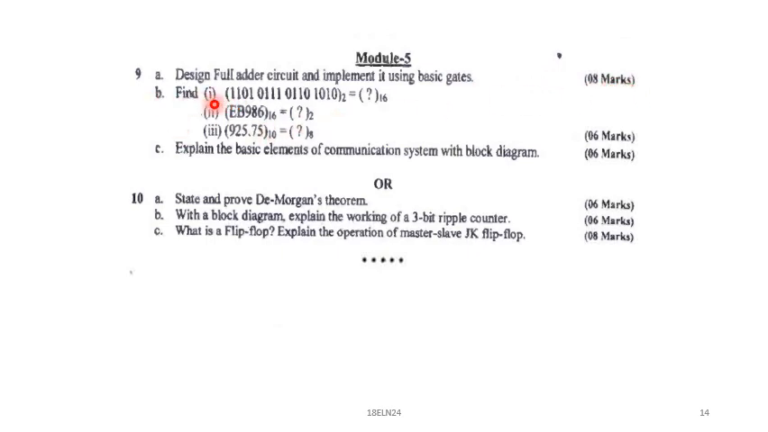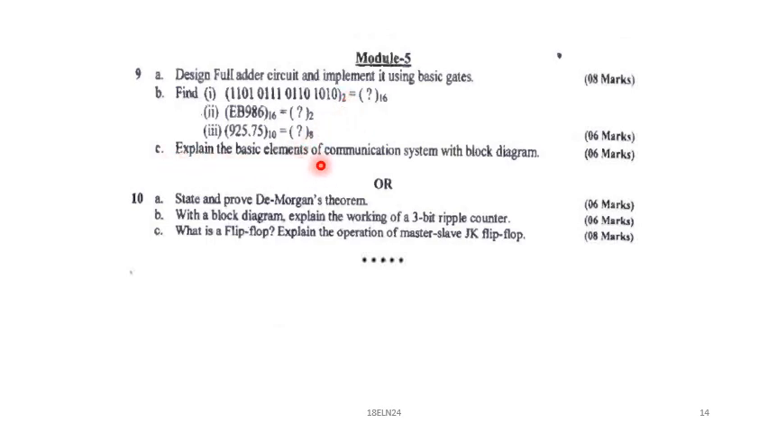9B, find the following. 1101, 0111, 0110, 1010. That is 2. Convert it to base 16. So it is a conversion from a binary number to a hexadecimal number. The second one is EB986, base 16, which should be converted to a binary number, base 2. This one, 925.75, base 10, should be converted to base 8, so an octal number. So this is a problem related to the number system.